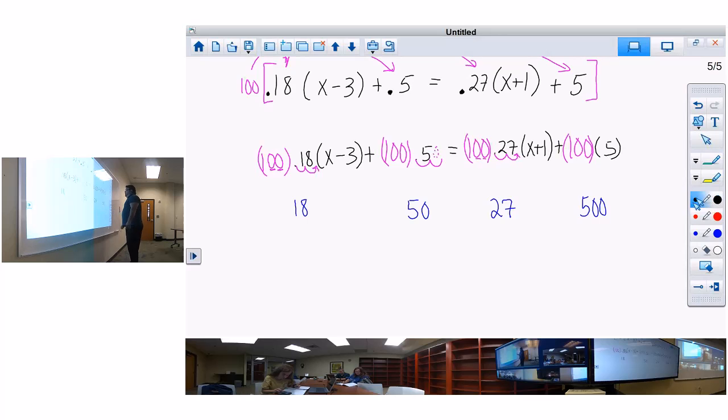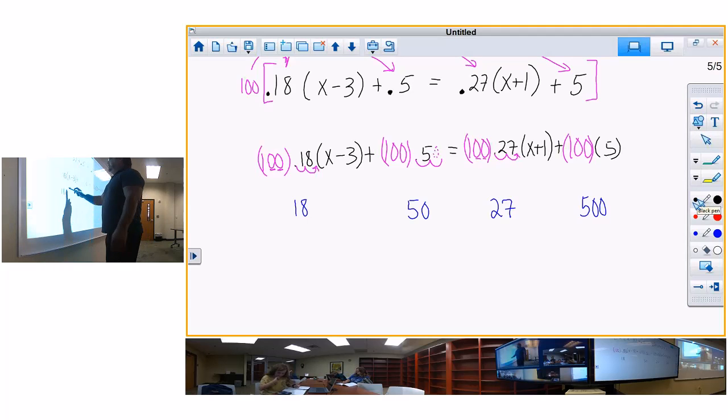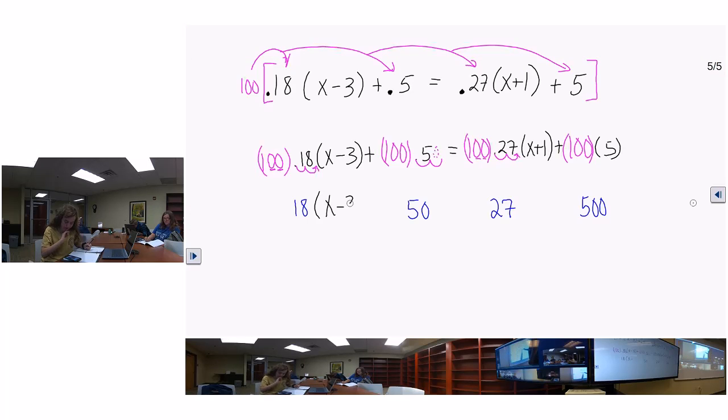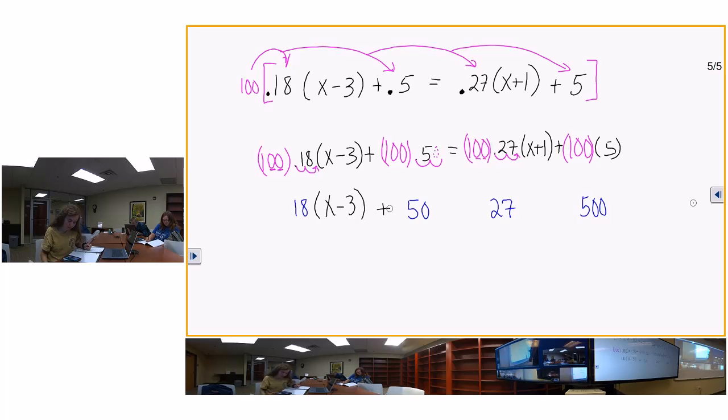Now I'm going to rewrite my brackets. See, I thought I was wrong when I got 500. No. I second guess a lot if you haven't noticed.